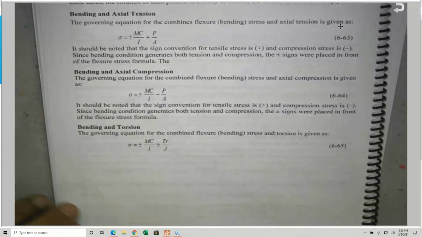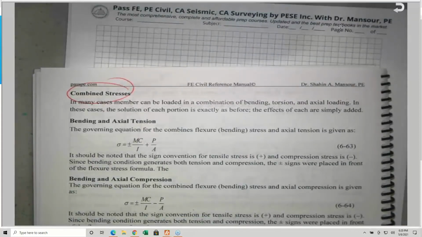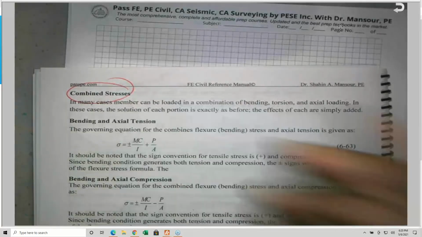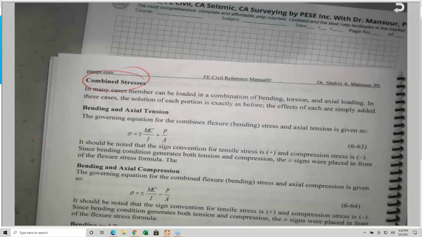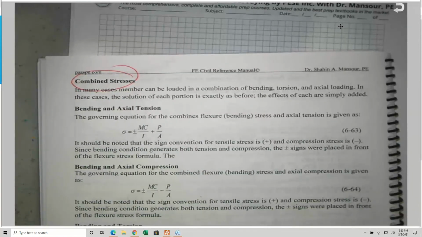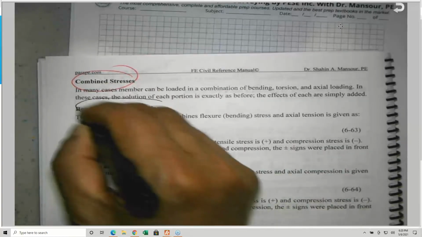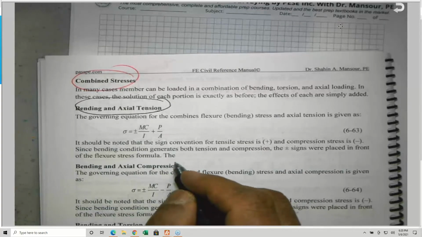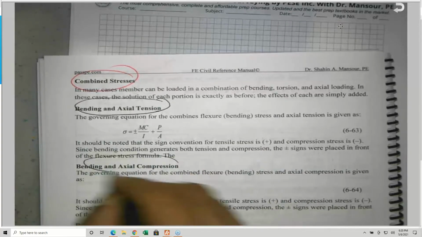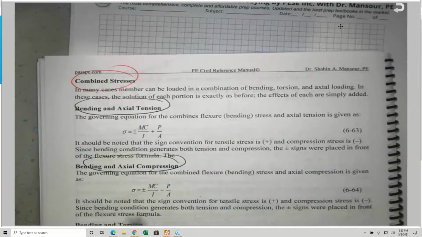I included one section here. Let me see if I am... combined stresses. Okay, now combined stresses. Probably I put it in another section. It is coming in another section, if I do have bending and axial tension, bending and axial compression, or bending and torsion.